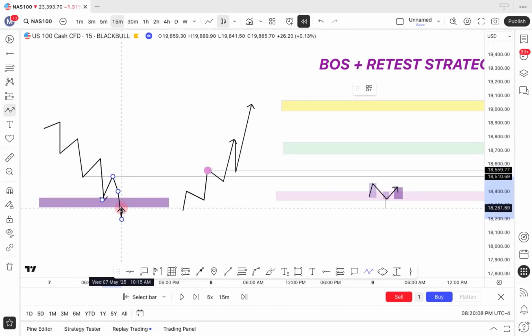But let's just say you're like, I want to actually wait. I'm not really that confident. I just want to get more extra confirmation. I want to be really, really sure. Okay? And you can do that. So you're going to wait for price to do what? Break this previous high, right?